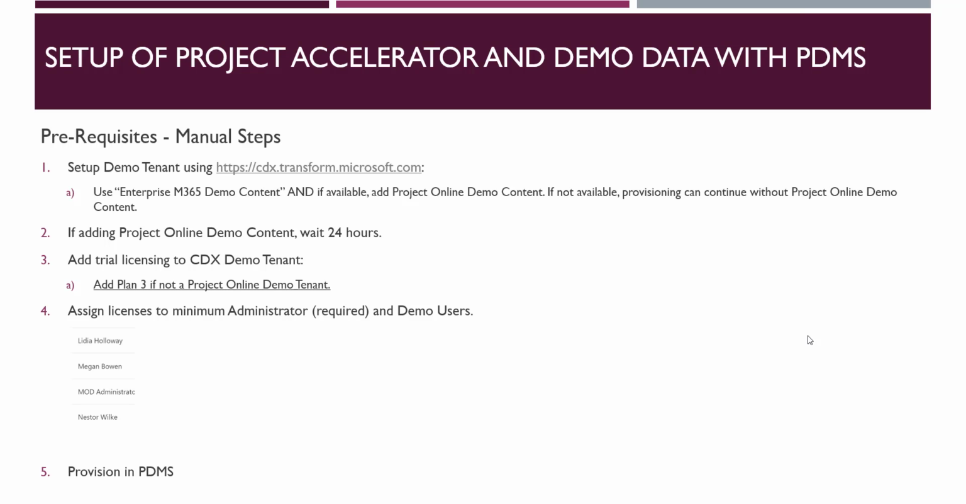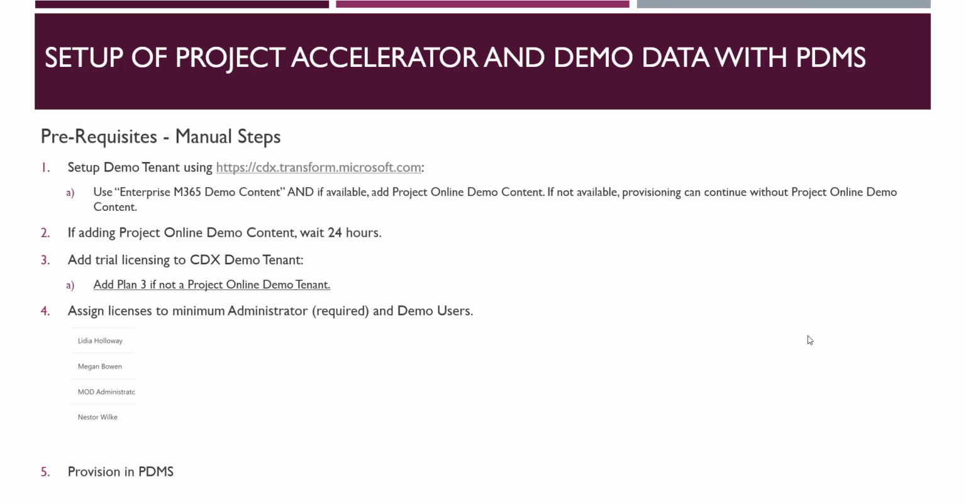There are some manual steps that you have to take before you begin provisioning. So first of all, you need to have a demo tenant created within CDX transform.microsoft.com. We recommend using the Enterprise M365 demo content. You can also add the Project Online demo content, but if you're in a hurry, you can just provision the Project Accelerator using an Enterprise M365 demo content.